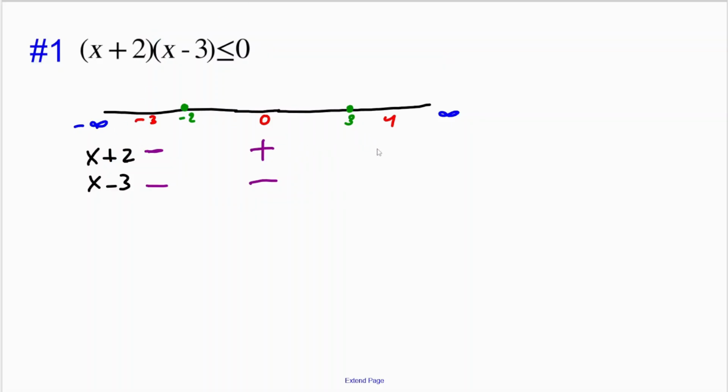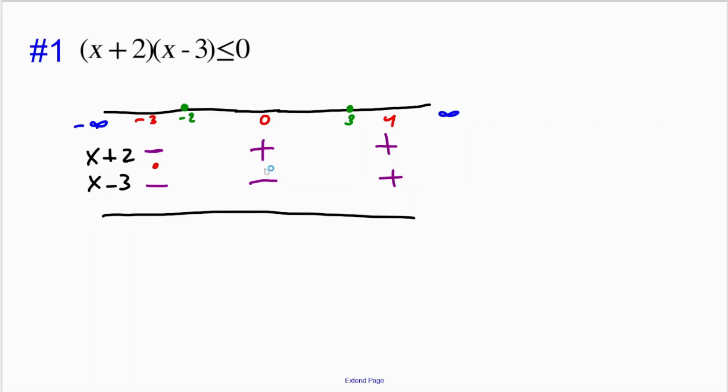So 4 plus 2 is 6, positive. And then plug in 4 into this guy. 4 minus 3 is positive still. And so now I'm just going to draw a line below this. And so now we're literally just going to multiply each of these signs.